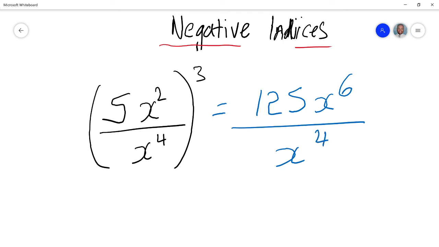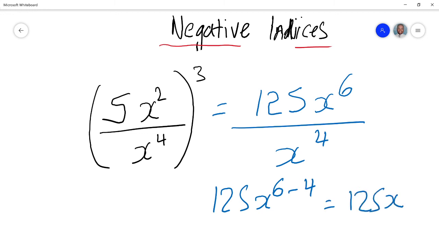Now, the beauty about this question is all we simply need to do is say 125 x to the power 6 minus 4, which is 125 x squared. All right, so there is no negative index here. Now what is important here is I'm not going to get the full marks. Why will I not get a full mark in this question? Because I've done the top bit, but I've forgotten to do the second bit.